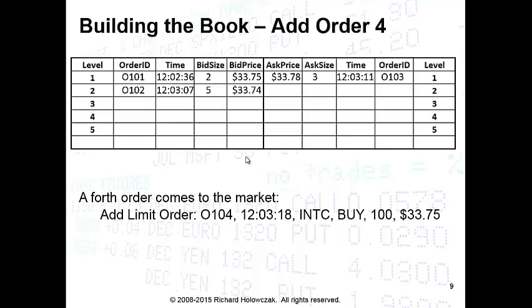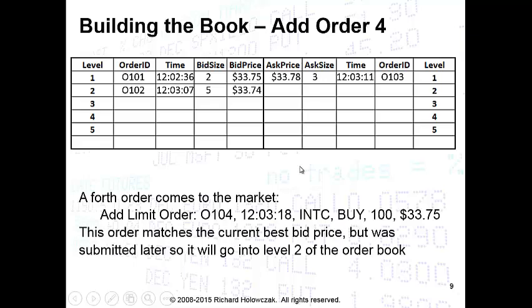Okay, now we have a fourth order coming to the market. And here's another buy order. So we're going to buy 100 shares of Intel, and the price we're willing to pay is $33.75. So if you want to pause for a second, let's think a little bit ahead of time and see if we can predict where this is going to go into the book. We see that they're going to bid $33.75, and when we look up at the book, we see that there's already an order there for $33.75. So what should happen? Well, the order matches the current best bid price, but it was submitted later, so it should go into level 2.